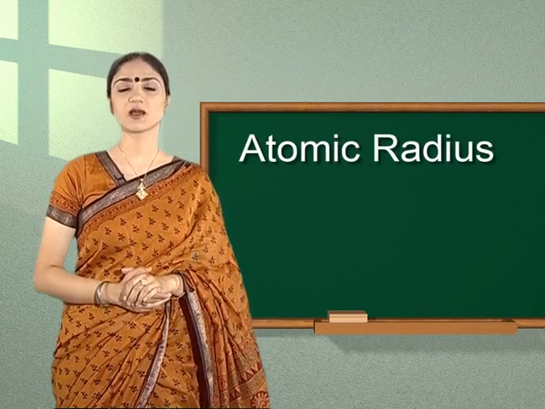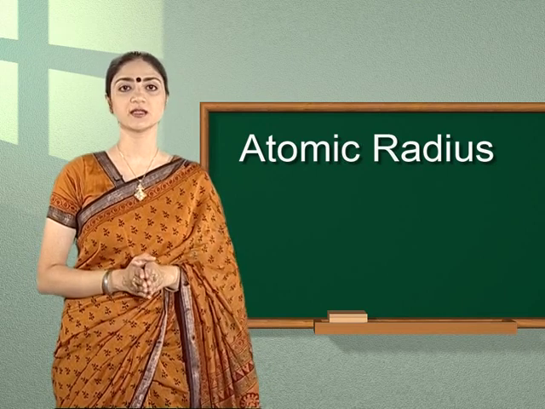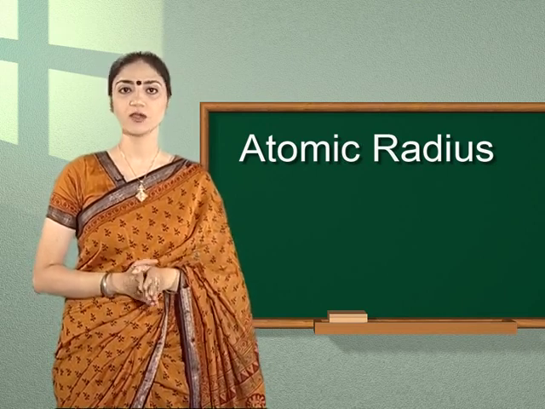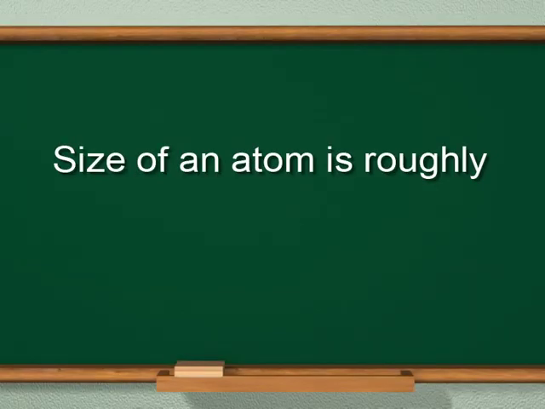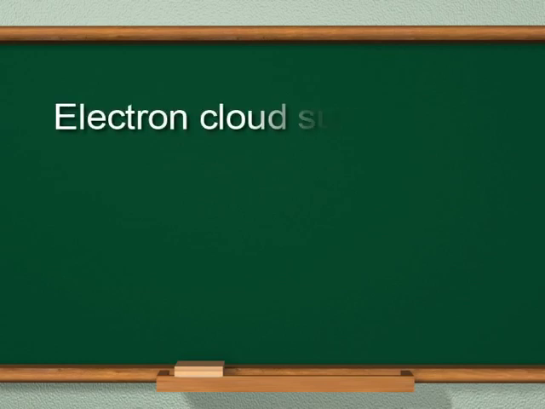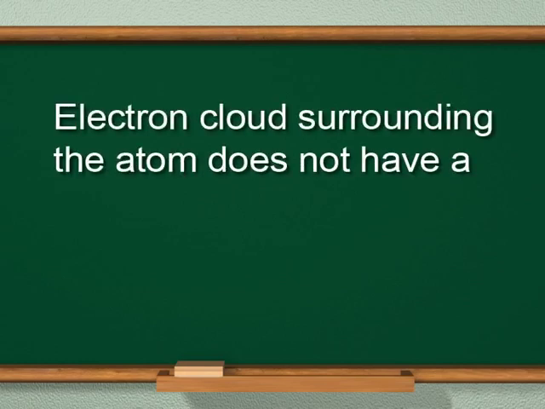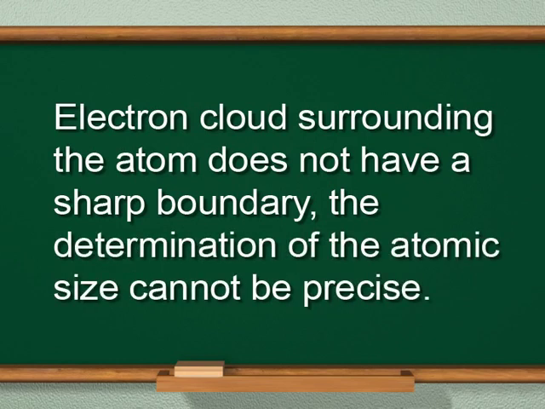Let us take up the first one, that is atomic radius. We all know that finding the size of an atom is a lot more complicated than measuring the radius of a ball. Do you know why? Firstly, because the size of an atom is roughly 1.2 multiplied by 10 raised to the power minus 10 meter in radius and is very small. Secondly, since the electron cloud surrounding the atom does not have a sharp boundary, the determination of the atomic size cannot be precise.